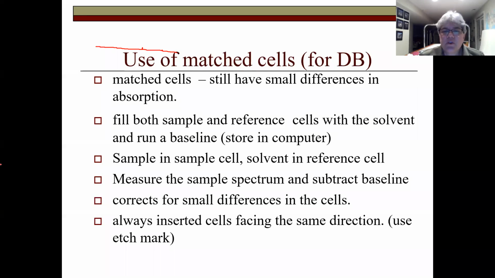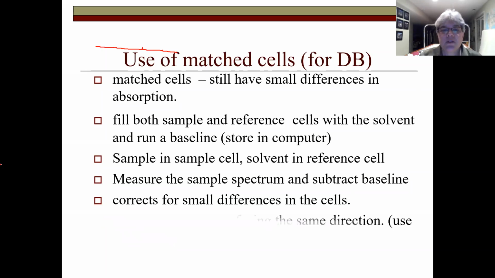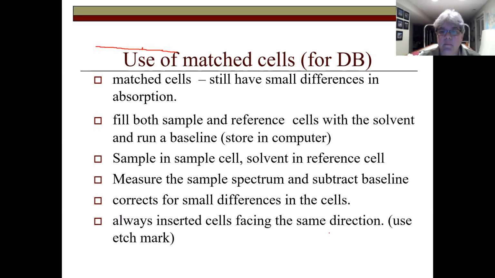Okay, also, whether you're using double beam cells or single beam, you should always try to put your cell in the same direction. Okay, most cells, when you buy them, they will have a little mark up here on one side called an etch mark. And so you always want to put that mark in the instrument the same way. You know, not one way, this way, and the next time a different way. You always put it facing the same direction.